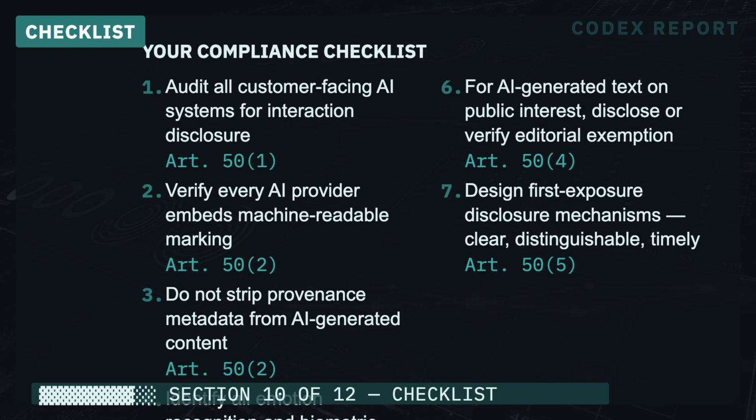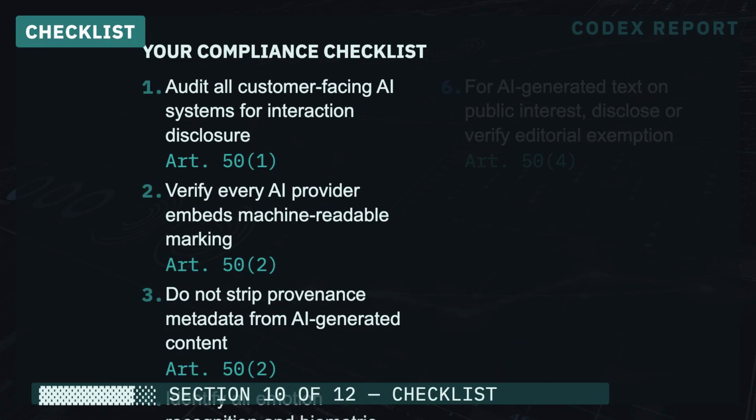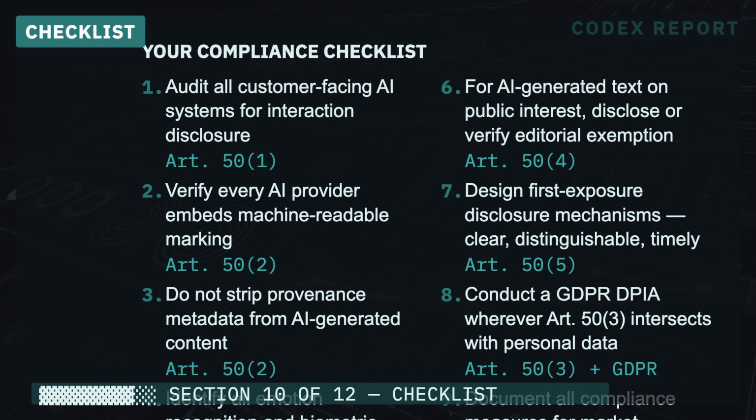6. For AI-generated text on matters of public interest, implement disclosure unless the editorial review exemption clearly and documentably applies. 7. Design first exposure disclosure mechanisms per Article 50, Paragraph 5. Disclosure must be clear, distinguishable, and timed no later than the first interaction or exposure. 8. Conduct a GDPR data protection impact assessment wherever Article 50, Paragraph 3 intersects with personal data processing, particularly for emotion recognition and biometric categorisation.